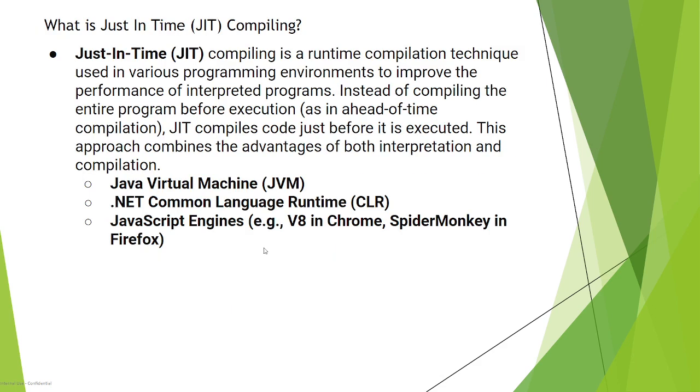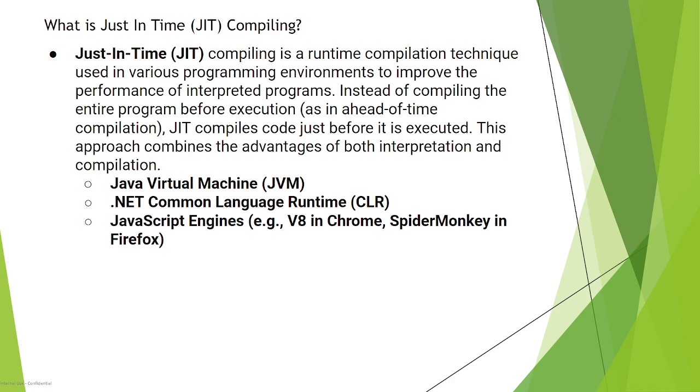Next question is, what is just-in-time compiling? Just-in-time compiling is a runtime compilation technique used in various programming environments to improve the performance of interpreted programs. Instead of compiling the entire program before execution, as in ahead-of-time compilation, JIT compiles code just before it is executed. This approach combines the advantages of both interpretation and compilation.